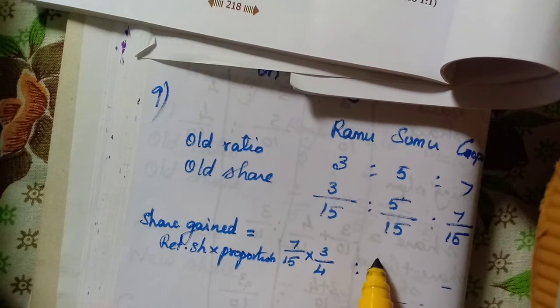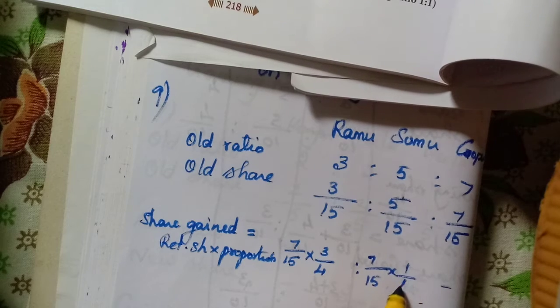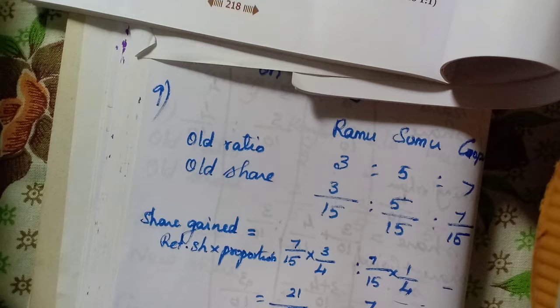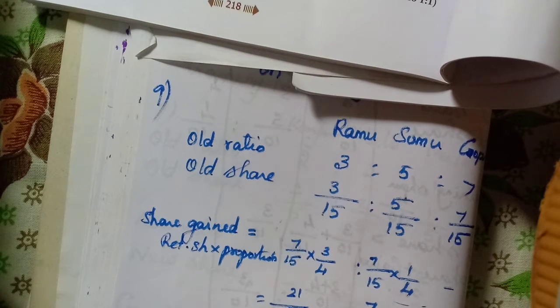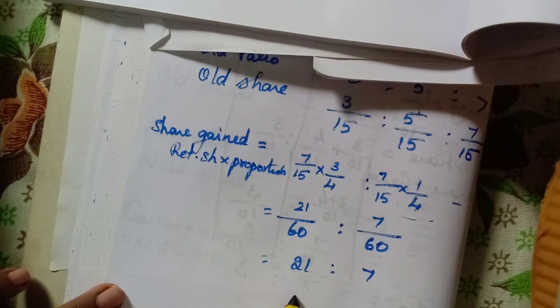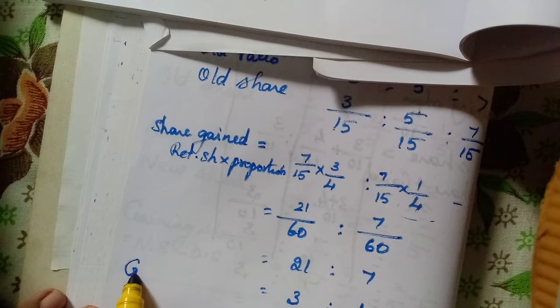Here the same thing. So 7/15 into 1/4 for the other partner. 7 3s are 21, 15 4s are 60, 7 1s are 7, over 60. So 21:7, we can simplify, isn't it? 7 3s are 21. So it equals 3:1. This is the gaining ratio.